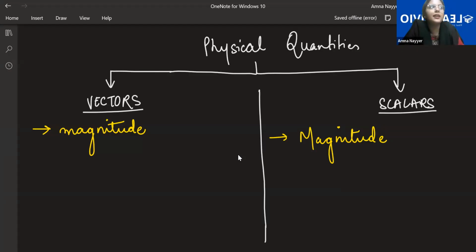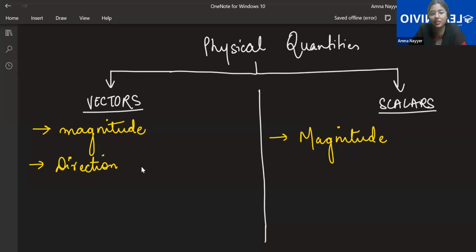Let's say acceleration is plus 4 meter per second square. So magnitude will be only 4. Okay, so all the numbers without the sign are the magnitude. Vectors will also have the magnitude. Scalars will also have the magnitude. So what's the difference then if both of them have the magnitude? Vectors are direction specific.